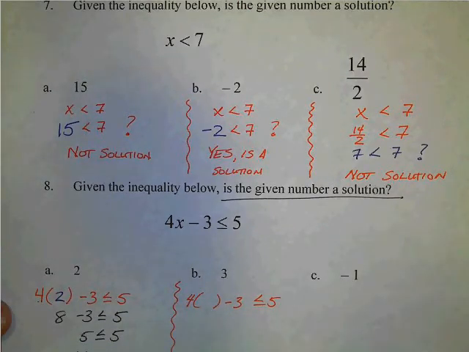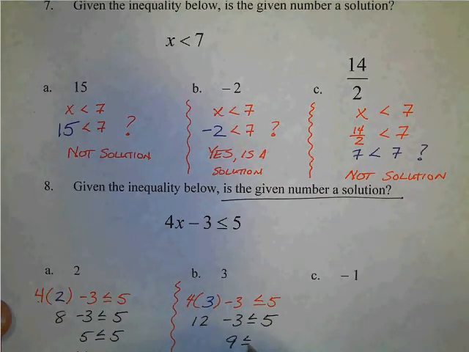Now just like we're doing it here in the notes, we want to do the same way on the homework. So we're going to plug in the value of 3 and figure this out. That's 12 minus 3 less than or equal to 5. 9 is less than or equal to 5? No, that's not true. So is this a solution? No, it's not.